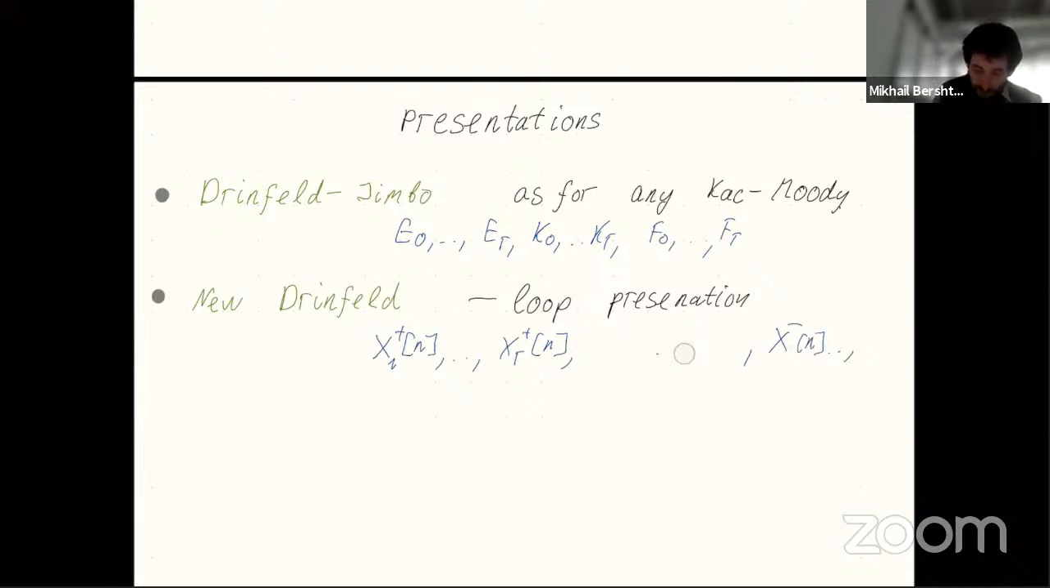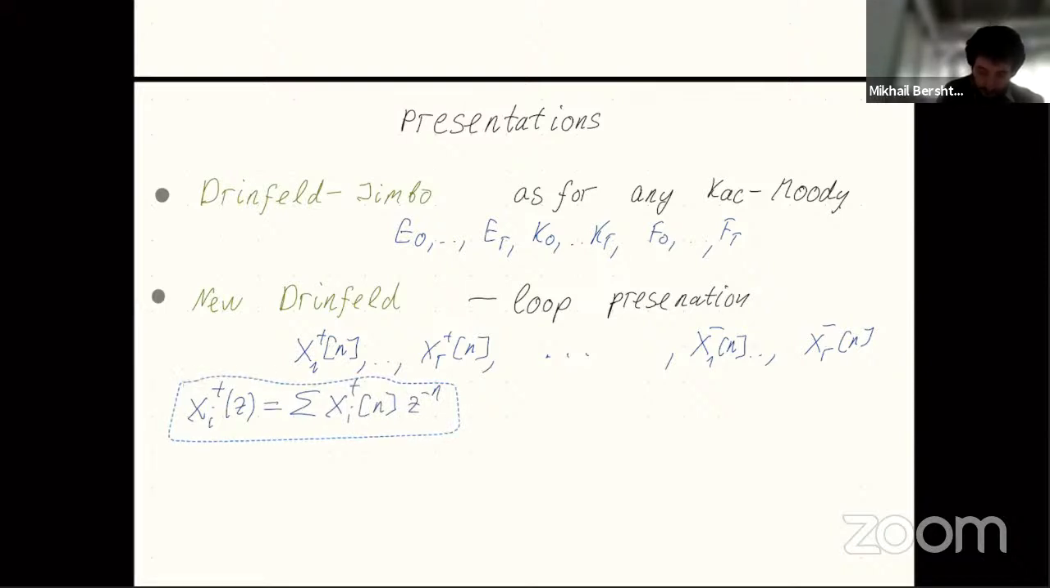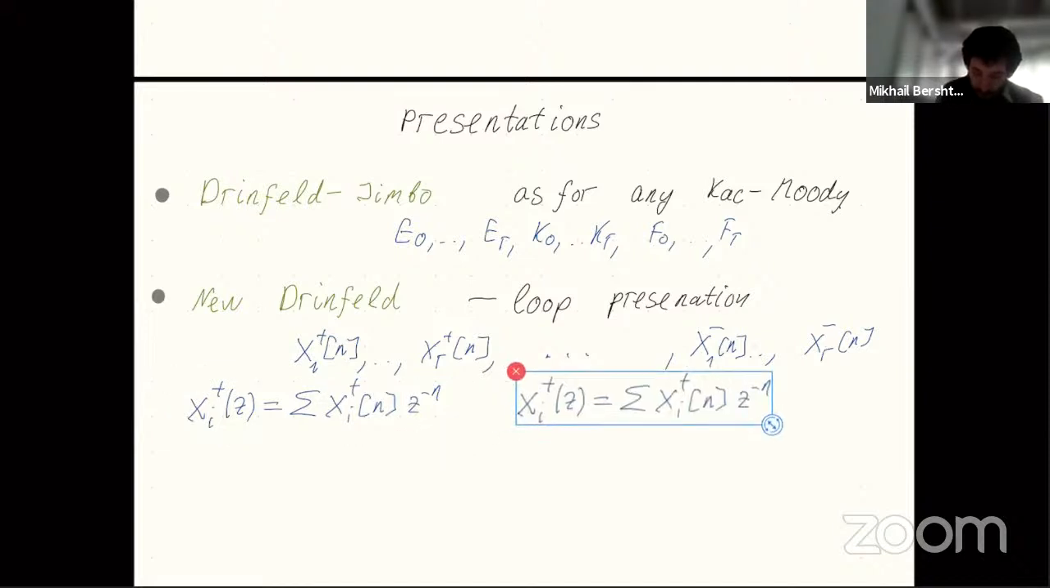Okay, let me skip a bit what goes on with K, because other parts I wrote in mode, and here it is a bit more tricky. And when I talk about currents, I mean the following. So the current Xi plus of Z is a generating function of the generators. And similarly for minus.